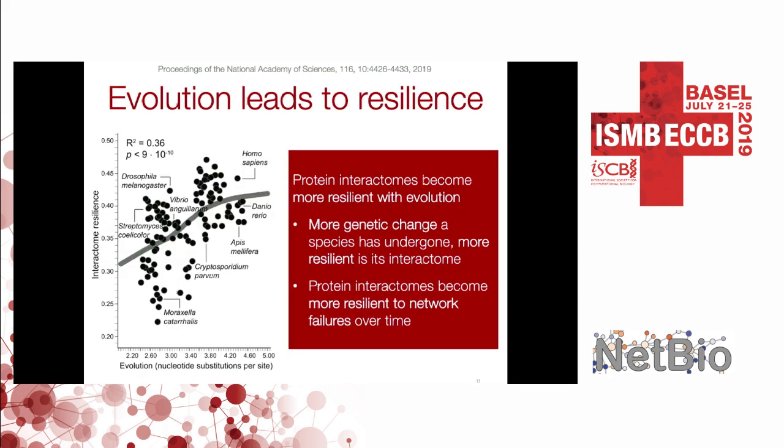So first, we find that protein interactomes are becoming more resilient with their evolution, meaning that the more genetic change a species has undergone, the more resilient its interactome is, further indicating that those interactors become more resilient to failures over time. But I guess many people in the audience have already asked, well, what about all kinds of potential confounders that I was mentioning at the beginning of the talk?